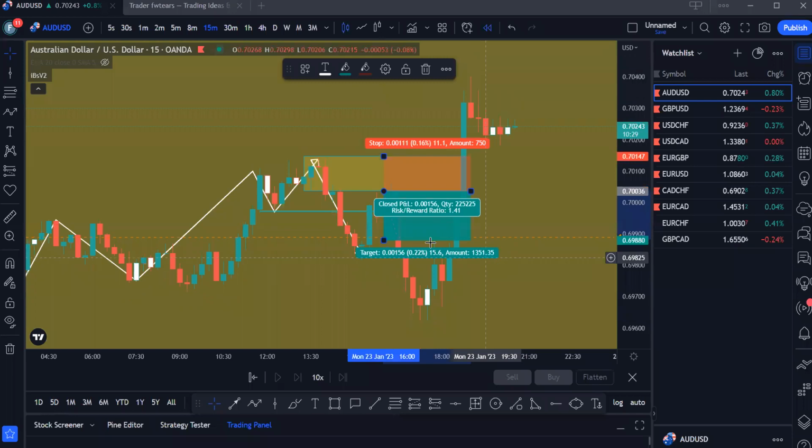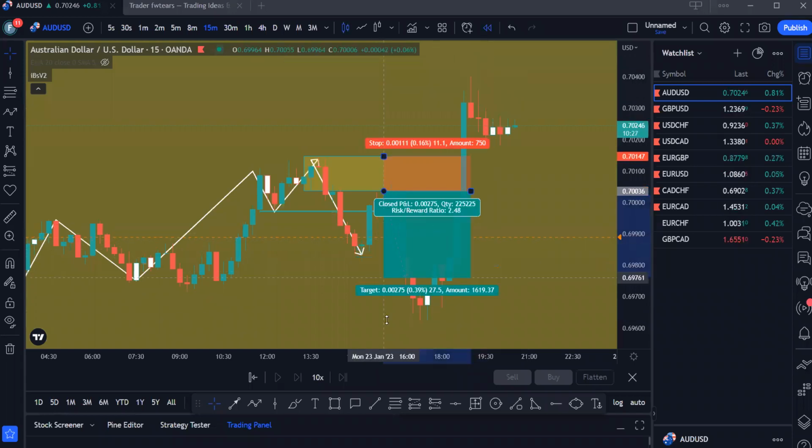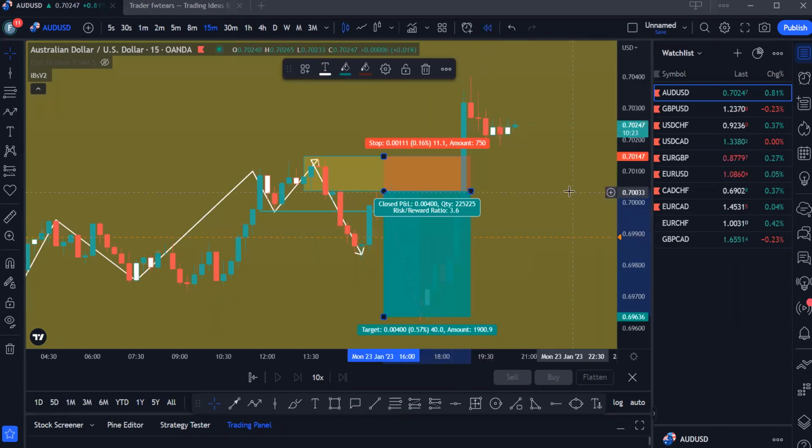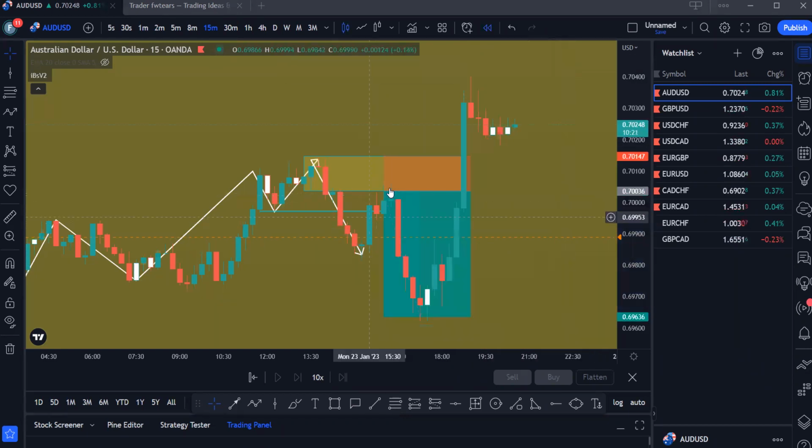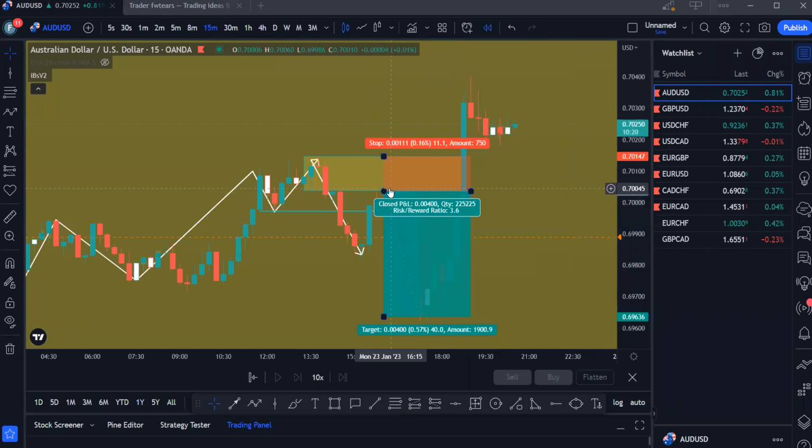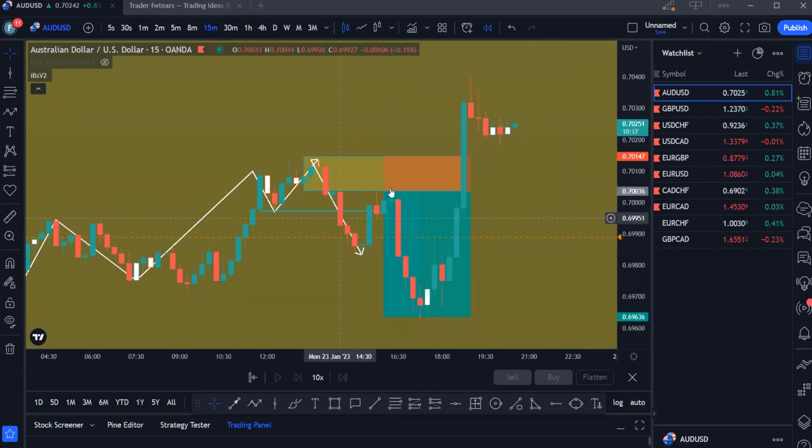So this gave 1 to 2 or 1 to 3. Okay, this gave 1 to 3.6. So an easy move here, and all of this happened on Monday. Then you can see that price retraced, because real moves don't really happen on Monday. But what I like about AUD is that price is still in the 4-hour supply.